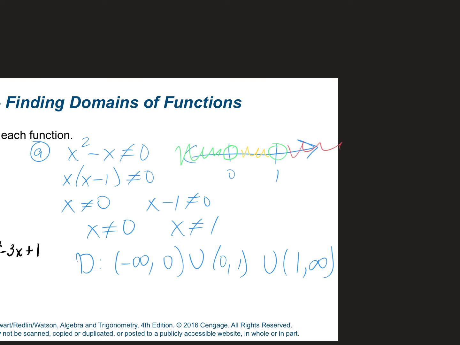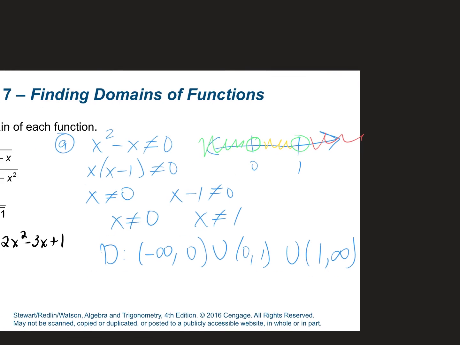Gus, question. How do you know it's not included? Because it's not equal to it. Yes, because if you did use 0 or 1, if you plugged it in, it would make your denominator 0. So not equal to is the same thing as an open circle. Good question.